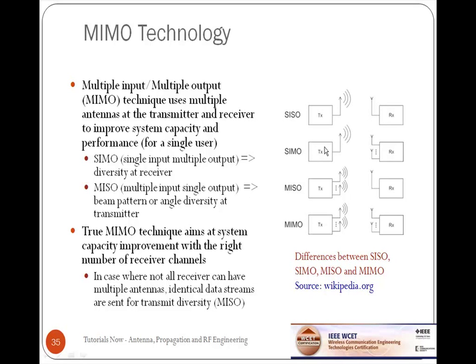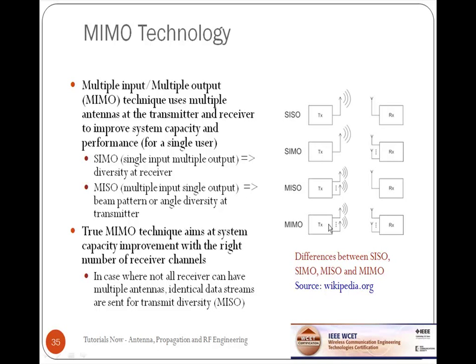A single input, multiple output, or SIMO channel offers diversity option at the receiver, such as space diversity and multiple antennas. A multiple input, single output, or MISO channel offers diversity option at the transmitter, such as pattern or angle diversity. For example, a transmit phased array antenna can steer the main beam toward a particular receiver. Also, beamforming techniques, as covered before, can be employed at the transmitter to generate multiple beams.